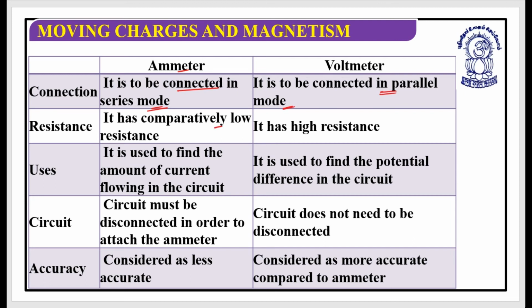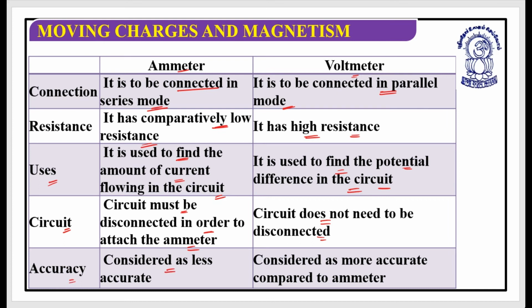Resistance of an ammeter is comparatively lower, and resistance of a voltmeter is comparatively higher. The ammeter is used to find the amount of current flowing in the circuit, while the voltmeter is used to find the potential difference. Please mind well, it is used to measure the potential difference in the circuit. While using an ammeter, the circuit must be disconnected in order to attach it, while for a voltmeter the circuit does not need to be disconnected, and it can be applied directly.